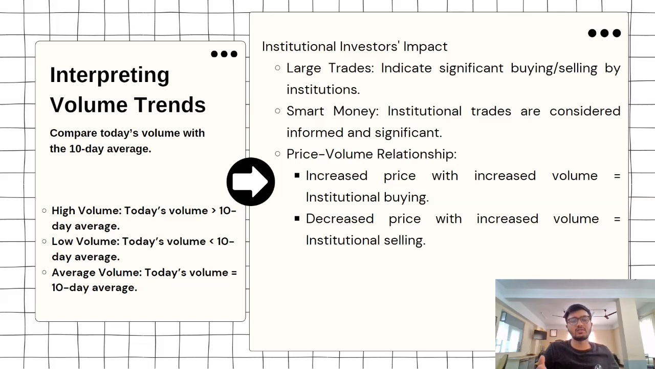And the average volume is nothing but, if today's volume is equal to the 10 days average, then it's an average volume day. There are three parts: a high volume day, an average volume day, and a low volume day. When big money comes into the picture, there is more volume in a particular instrument. A massive volume indicates that there is a lot of institutional buying in that particular stock or index. We are talking about stock markets in particular.